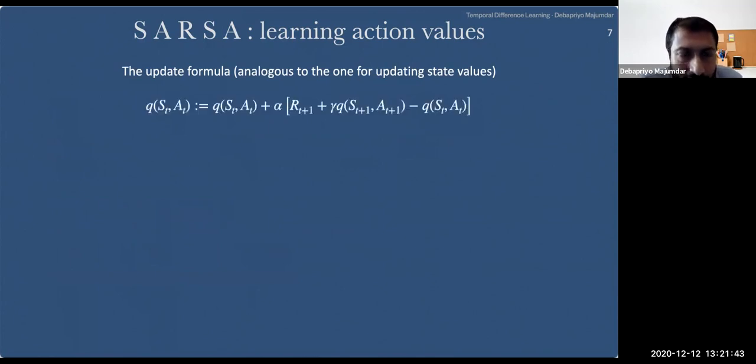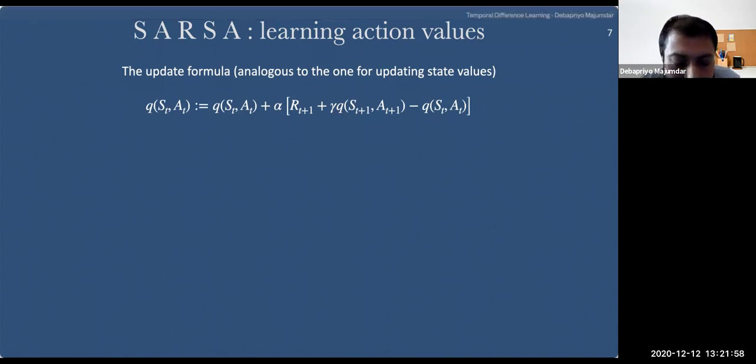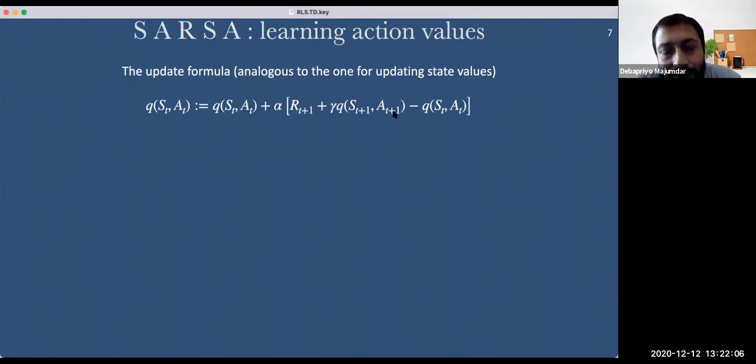So the queues, Q(S_t, A_t), you can update by Q(S_t, A_t) plus alpha times [R_{t+1} plus gamma Q(S_{t+1}, A_{t+1}) minus Q(S_t, A_t)]. Now for this, what is necessary? Previously, what was necessary is that you need to take the next action and go to the next state. Now you also need to take another action.